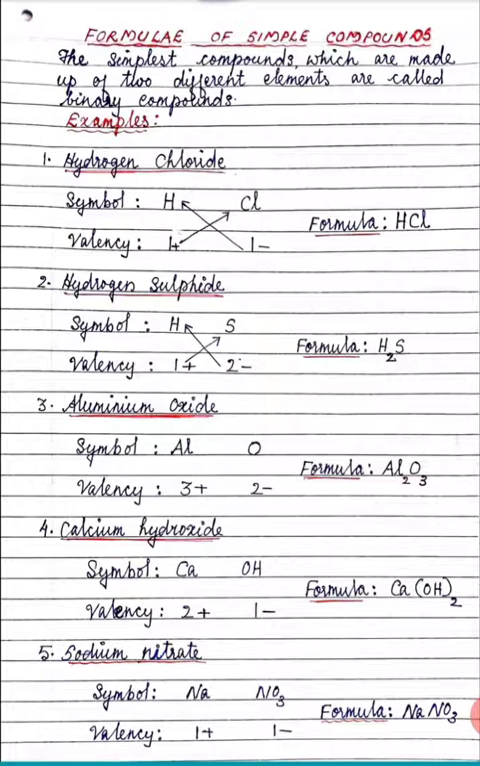Is that clear? Now the next example, sodium nitrate. In sodium nitrate, the symbol of sodium is Na, nitrate is NO3. Valency of sodium is 1 and that of NO3 is also 1. So the formula we write is NaNO3. Here it is only 1, so there is no need of a bracket. Is that clear? How to write the chemical formulae of compounds?